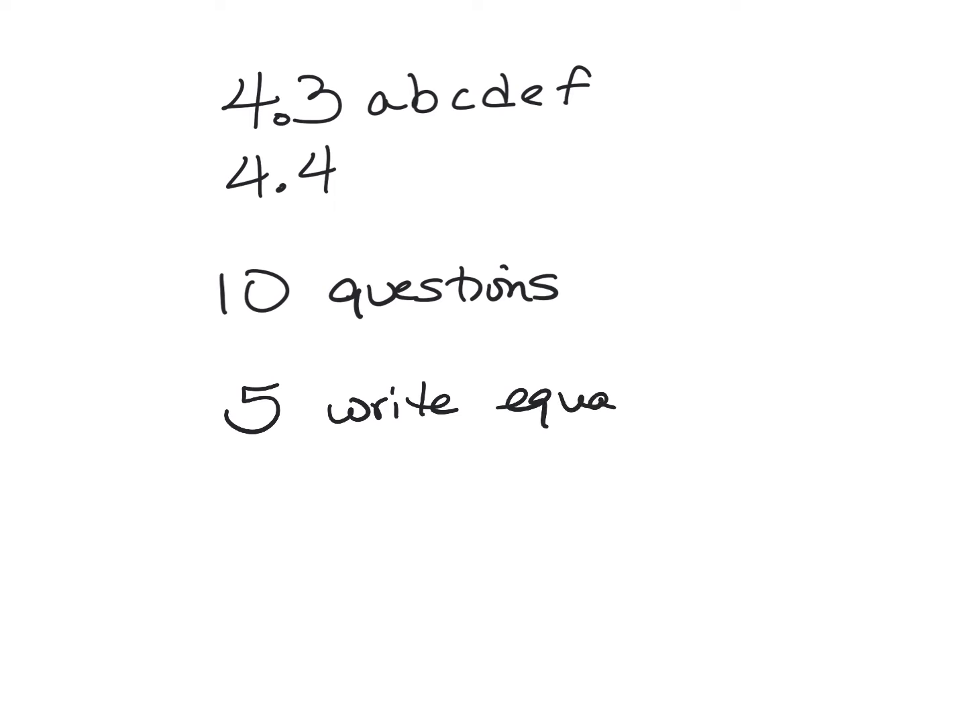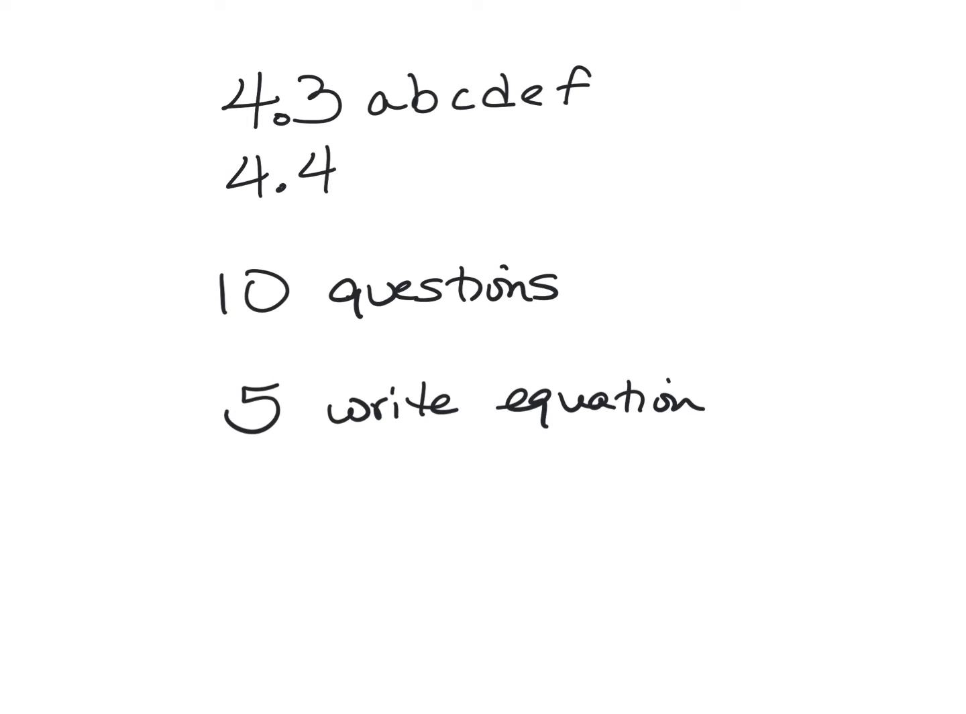equation. So they're either gonna say, write the equation of the parabola, given the vertex and the focus, or write the equation of the ellipse, given maybe a vertex and a co-vertex or a focus. So you're given different pieces of it and you're gonna have to write equations.